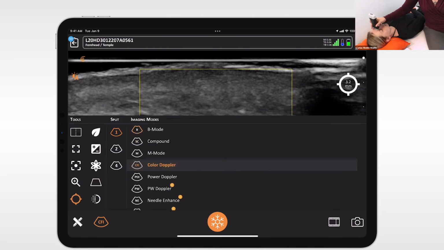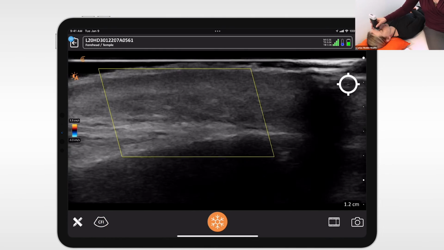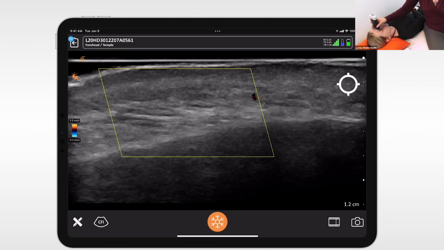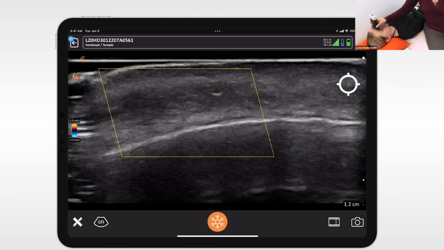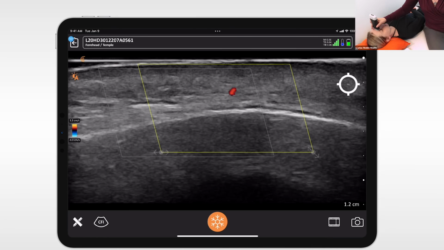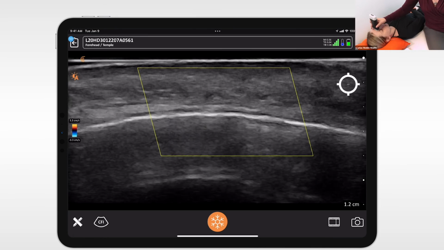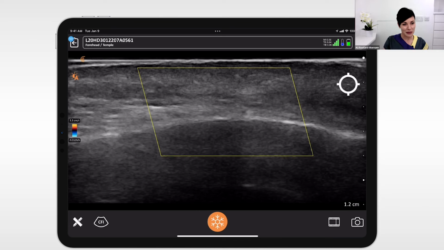So again, we can turn on the color Doppler, and I'll steer my color box as you recommended. I'm just trying so hard not to put pressure on. Okay, so there we go. There's our supratrochlear artery. Wonderful. You can see most of the layers there.